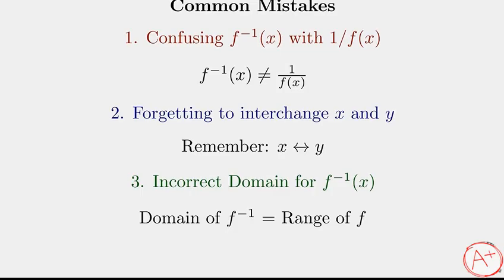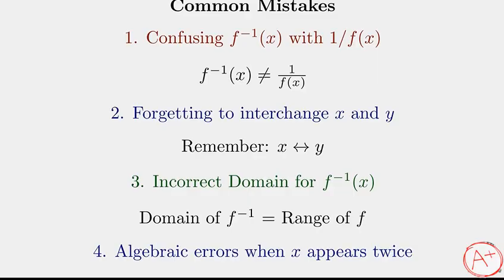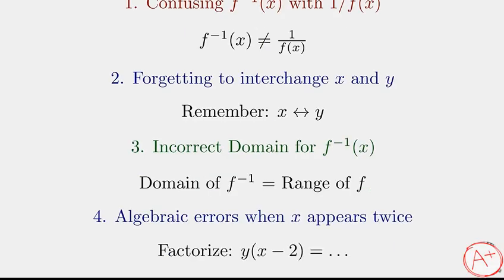Fourth, algebraic errors when y appears twice. As we saw in our fraction example, if y appears twice after the swap, you must factorize to isolate it. Many students get stuck here. Remember to collect all y terms on one side and factor out the common y.